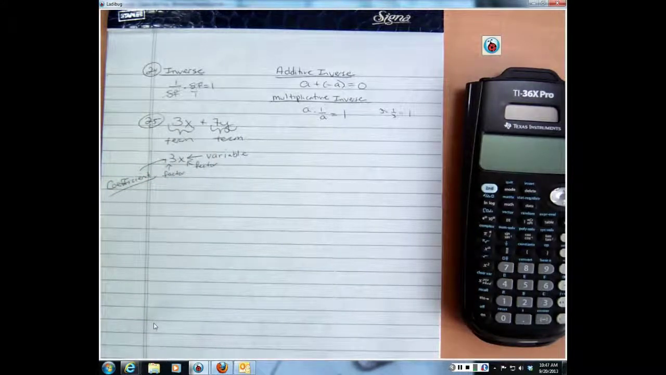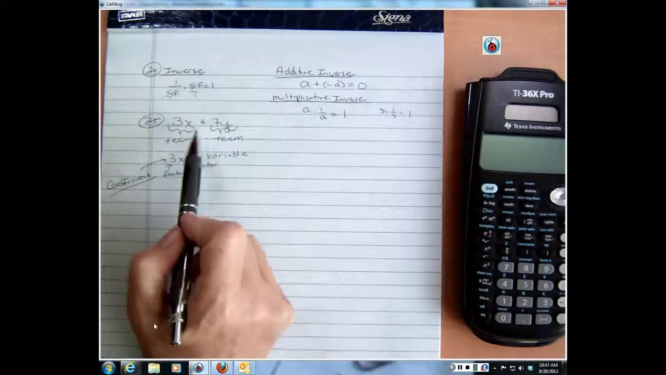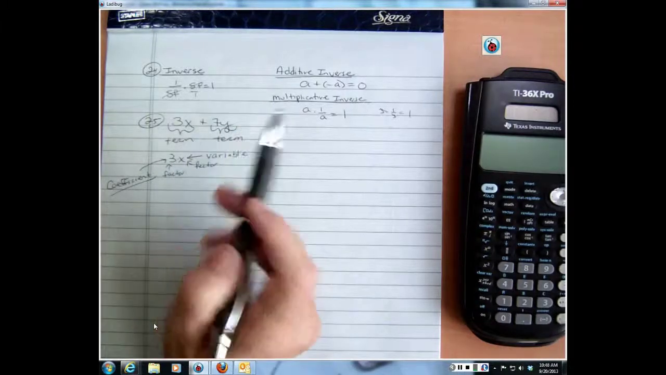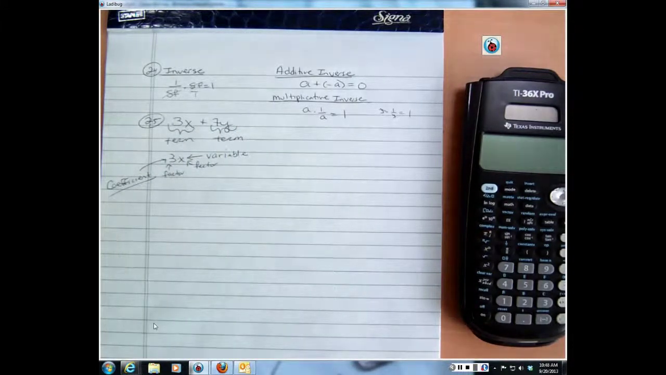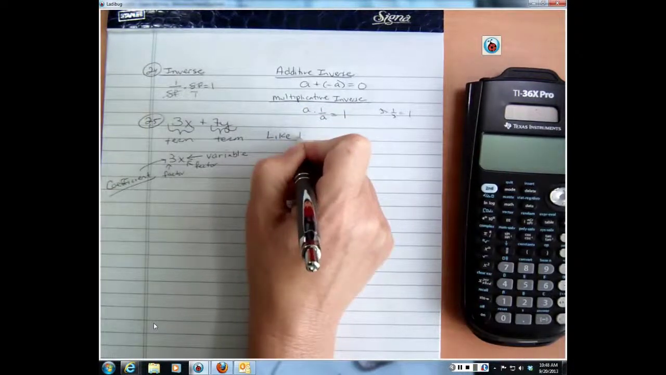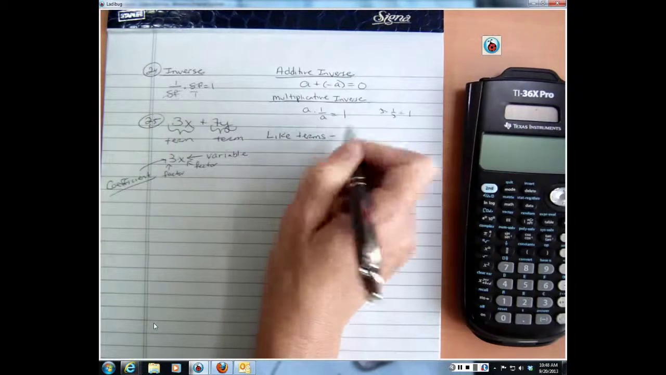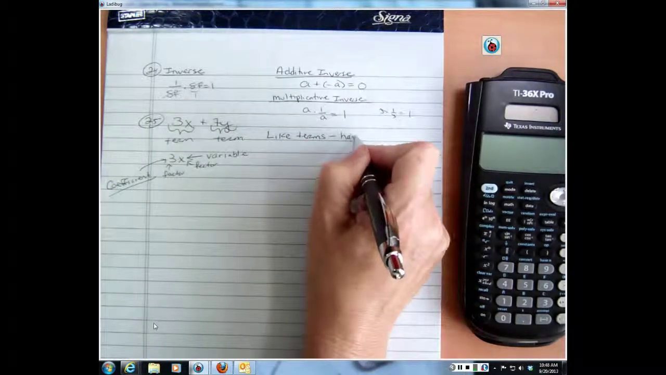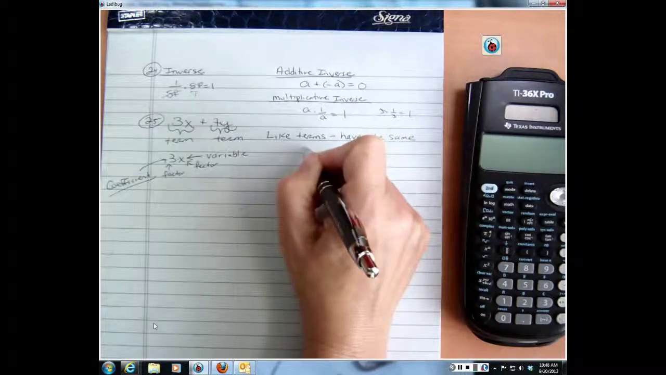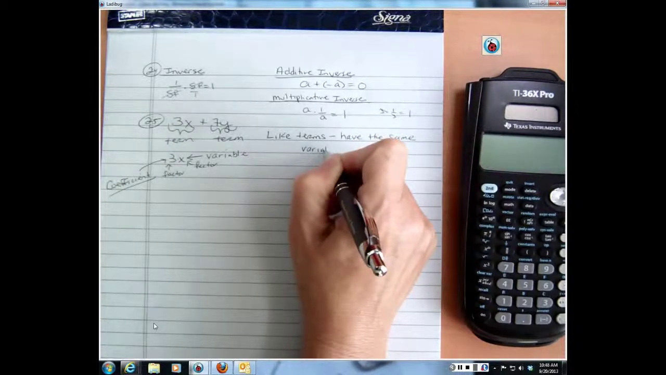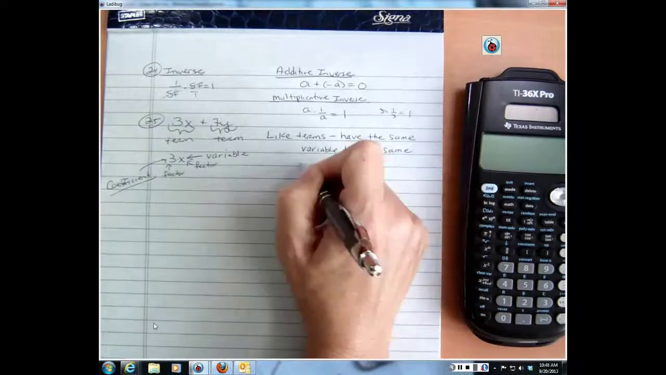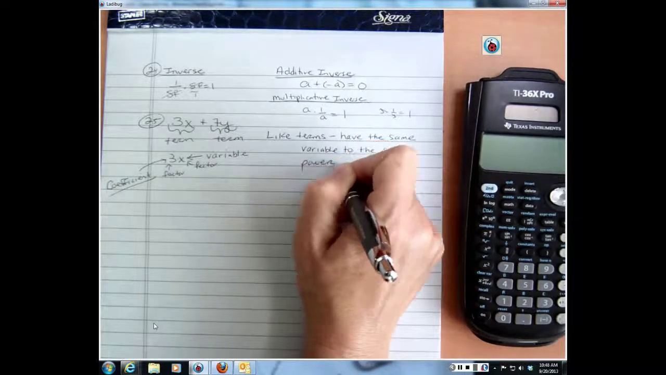These two things are not like terms. Like terms mean they have the same variable. And since they have different variables, we can't add those together. So I'm going to write that down now because it's bound to come up. Like terms have the same variable to the same power.